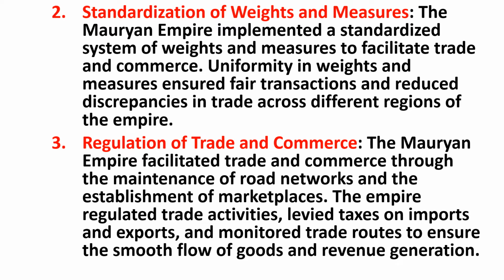Third one, regulation of trade and commerce. The Mauryan Empire facilitated trade and commerce through the maintenance of road networks and the establishment of marketplaces. The empire regulated trade activities, levied taxes on imports and exports, and monitored trade routes to ensure the smooth flow of goods and revenue generation.